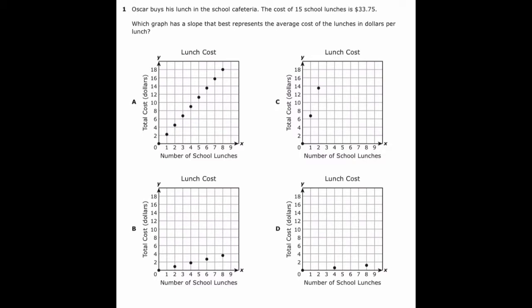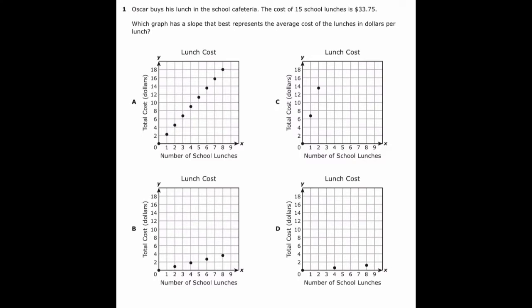So really, the first thing that comes to mind is, okay, if I know that 15 school lunches is $33.75, then how much would one school lunch be? Isn't that pretty much the easiest thing to do? Yeah. So your first instinct would be to divide $33.75 by 15, right?